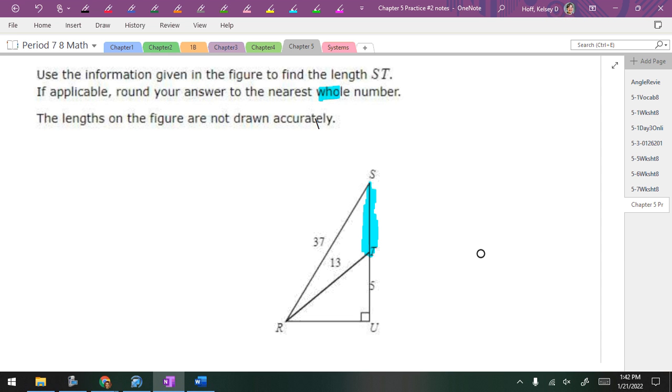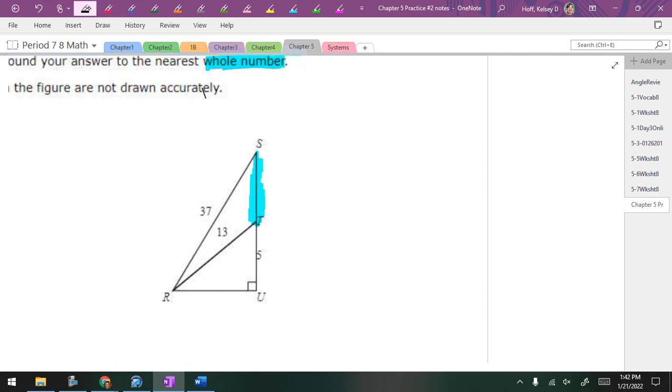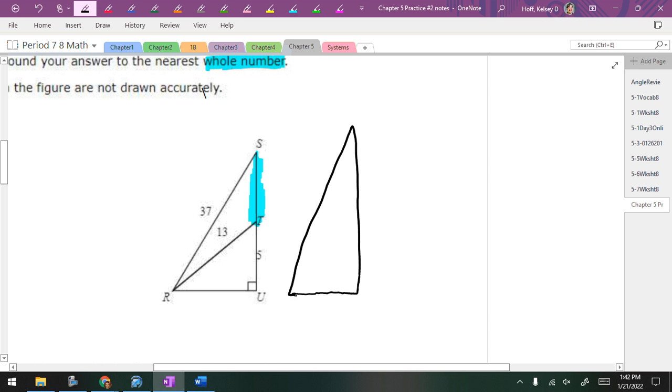dealing with a right triangle. In this picture, how many right triangles do you see? There's 2. So one of the first things I would ask you to do is to draw the 2 right triangles separately. I think the easy one that everybody sees is the big right triangle, agreed? With an R and a U and an S. 90 degrees down here in the corner.